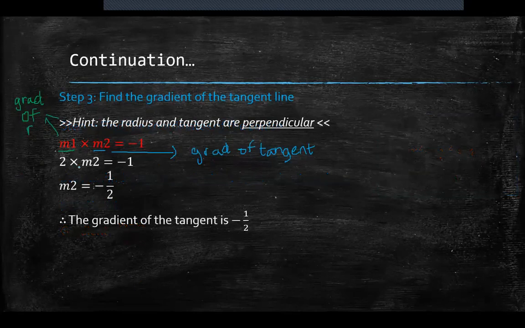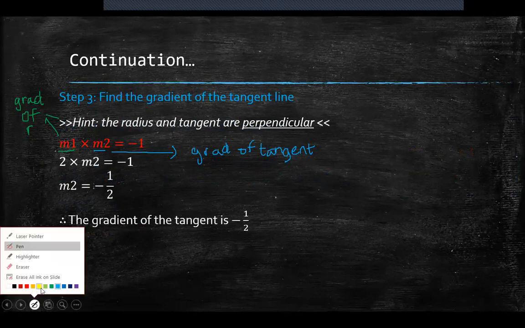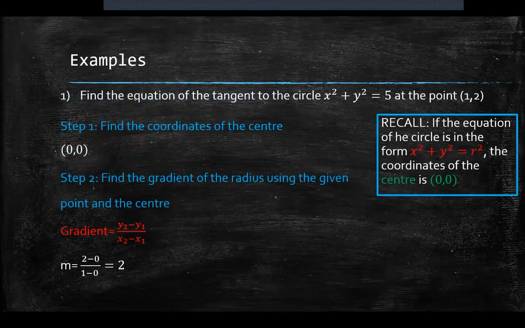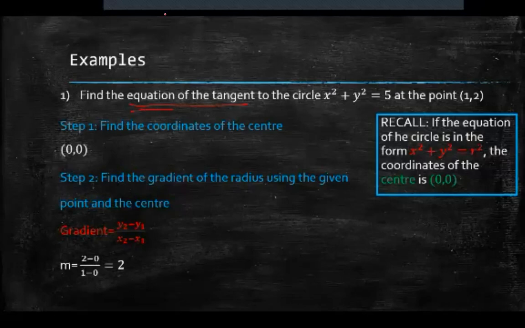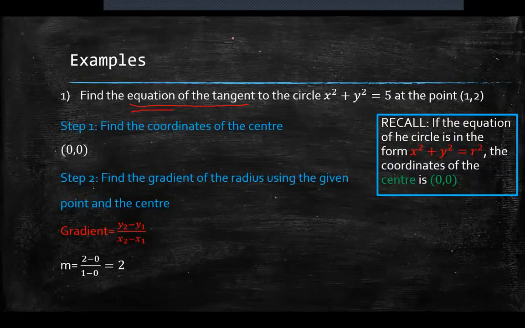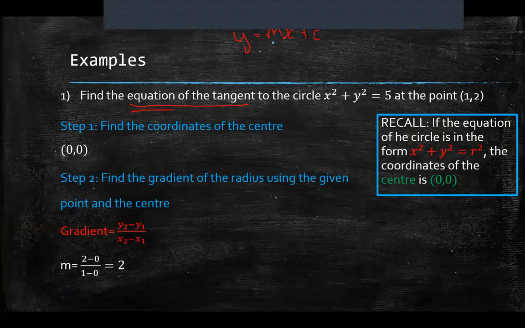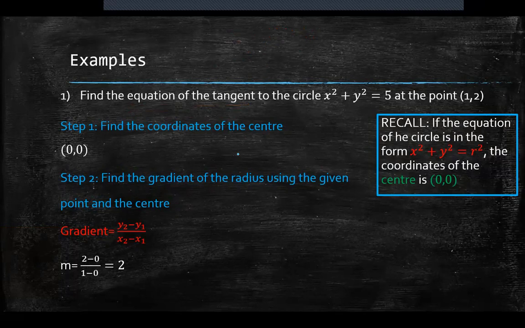M1 is 2 times M2, which is the gradient of the tangent, would give me -1. So now we need to find what exactly is the gradient of the tangent. Why? In case anybody was wondering, they want me to find the equation of the tangent. When we did straight lines, we know the general form of a straight line is y is equal to mx plus c, and that's what we're aiming for. That's why we're trying to find m, to put it in this form.